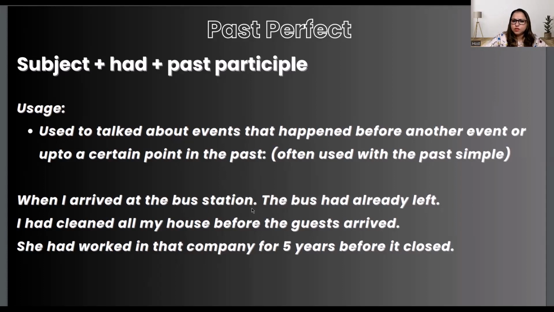When I arrived at the bus station, the bus had already left. I had cleaned all my house before the guests arrived. She had worked in that company for 5 years before it closed. The clause would be in the past simple: before it closed, before the guests arrived, when I arrived at the bus station. So that is past perfect: some action occurred before another event.